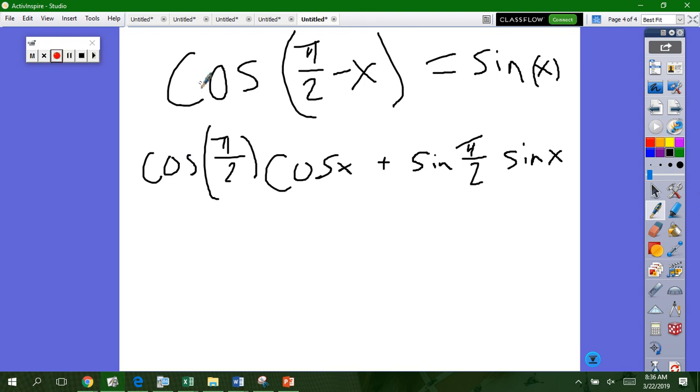Yes, sir. Because it's the difference of cosine. See, that's a difference of two angles. X could be an angle, right? So that's a difference of cosine. So that's why we're using sum and difference today. So therefore, Trevor, what's cosine of pi halves?